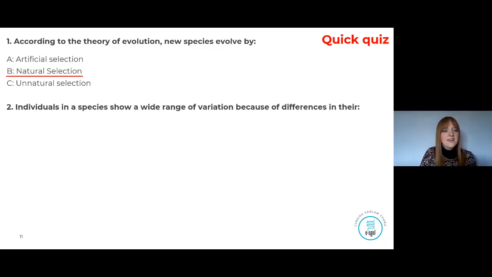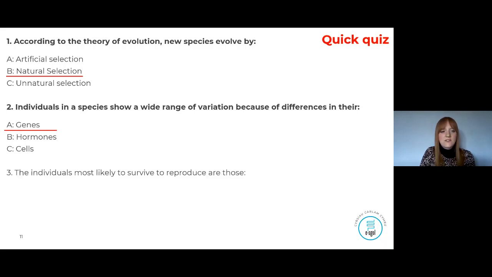Individuals in a species show a wide range of variation because of differences in their what? Their genes, their hormones, which we do look at in this biology, or cells. What does it show a wide variation of? What is the difference in? Their genes. Okay, so if you said A, genes, you are correct.